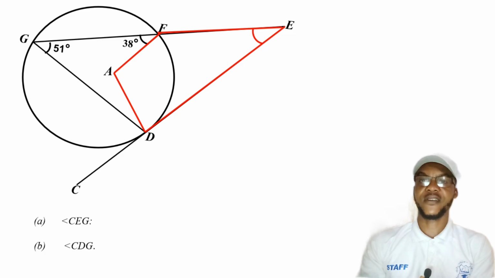We have a four-sided figure here. As we all know, to find the sum of interior angles of a quadrilateral, we just add them, and it gives us 360 degrees. Once we are able to find the various angles in this quadrilateral, it becomes easy for us to find the angle at E. So let's find the one at F, the one at A, and the one at D.